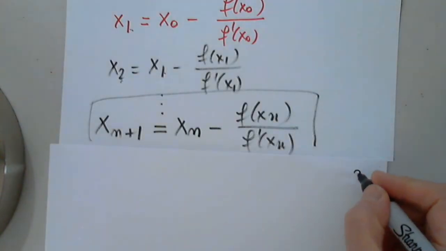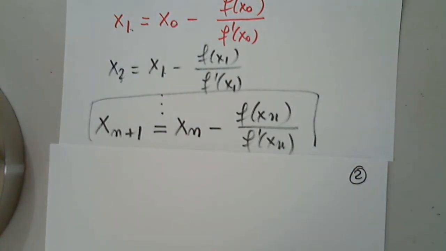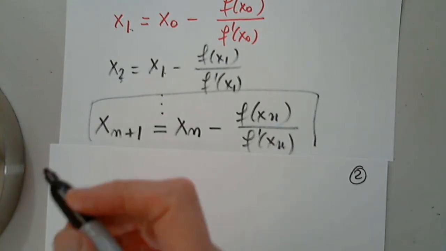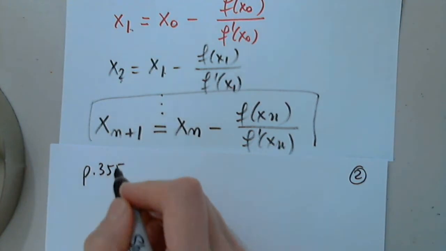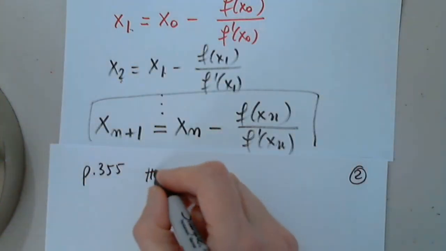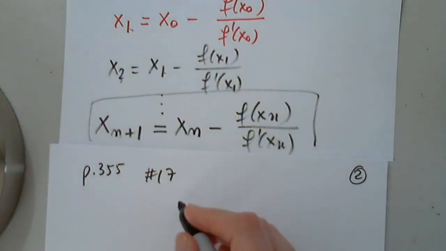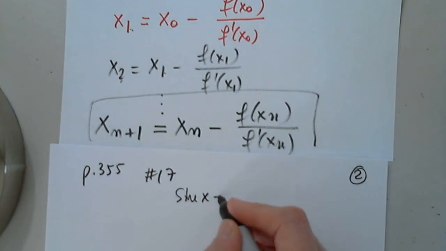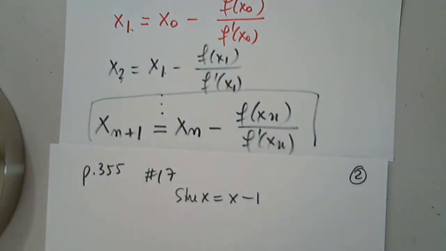I need to probably work on this with at least two different problems. Okay, so I'm on Newton's method, page 355. Let's start with something like number 17. Feel free to choose if you want. Sine x equals x minus 1.